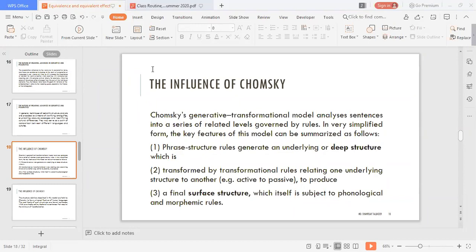Now, I hope that in your introduction to linguistics, you have already come to know about surface structure and deep structure. So if I ask you, is there anyone who can tell me your understanding of deep structure and surface structure? Can you tell me? Anyone? Fine. Any idea about deep structure and surface structure?